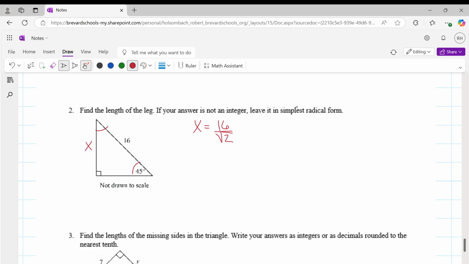Now, in simplest radical form, you can't have a square root in the denominator. So your technique is to multiply the numerator and the denominator by square root of 2. In the numerator, you get 16 radical 2. And in the denominator, the square root of 2 times the square root of 2 is equal to 2. And then this 16 over 2 will cancel, and you're left with 8 radical 2. That's your answer in simplest radical form.